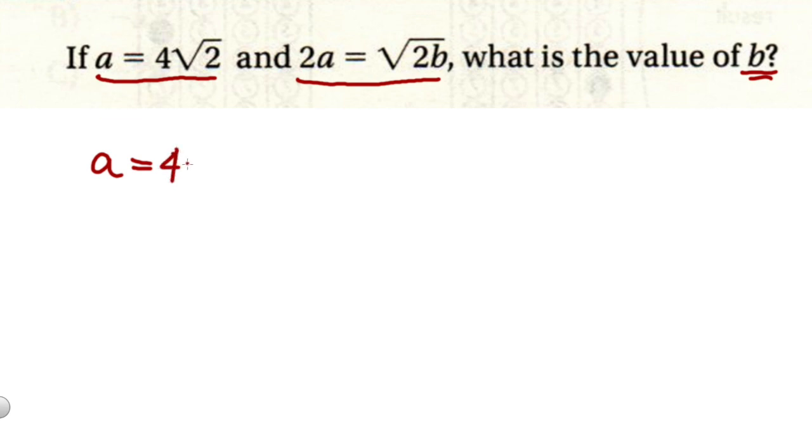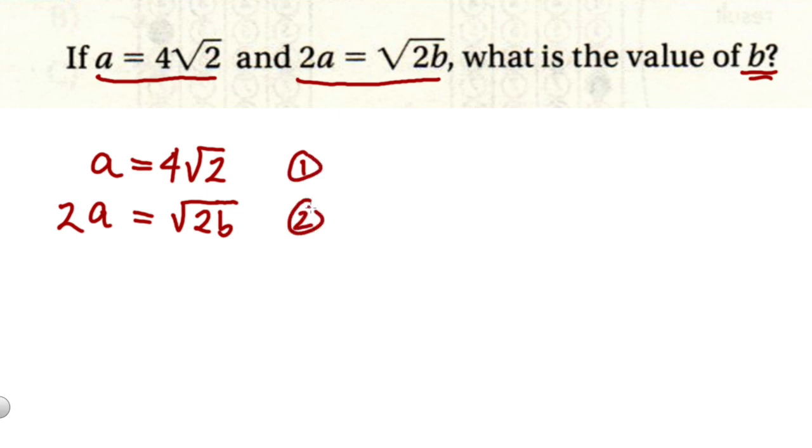We have a is equal to 4 square root of 2, and another equation we have 2a equals square root of 2b. B should be inside the radical sign. We can substitute a from equation 1 into equation 2. So by substitution, we can substitute a into equation number 2.